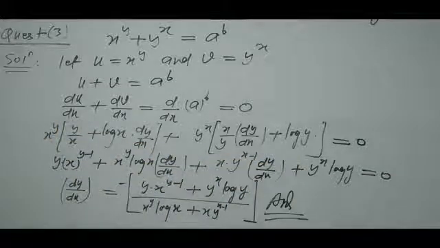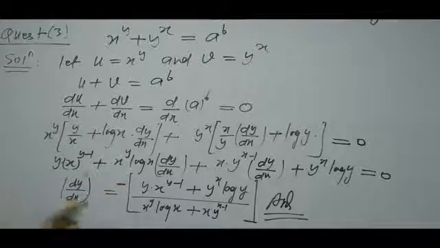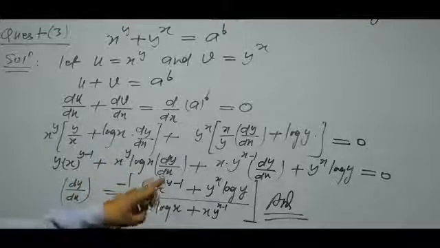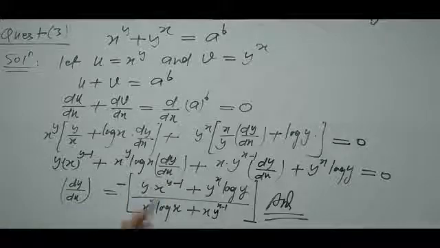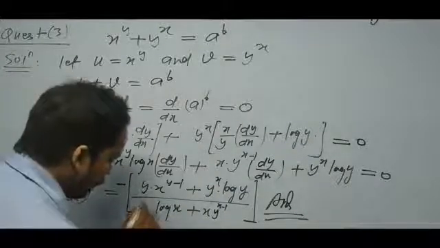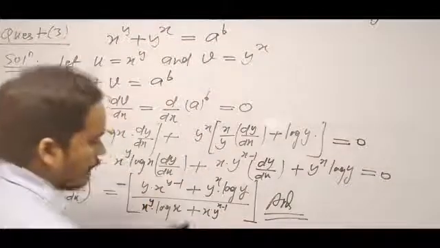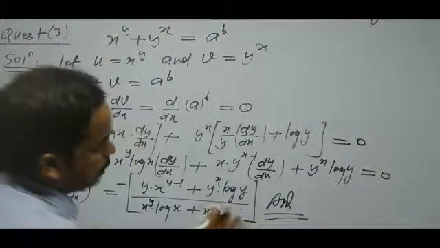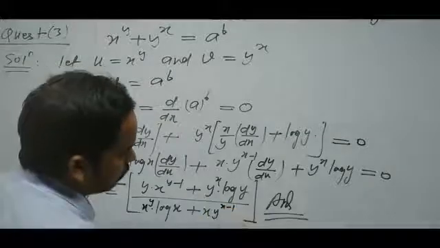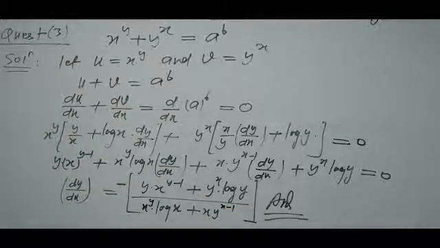Now we can simplify dy by dx in terms of y, x and log of y. So for dy by dx you will get y times x to the power y minus 1 plus y to the power x into log of y, whole upon x to the power y into log of x plus x into y to the power x minus 1. This is the answer. Now this question is completed.